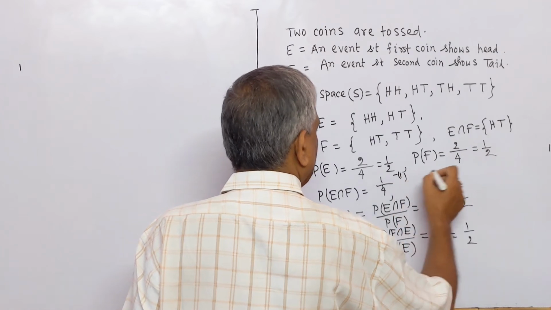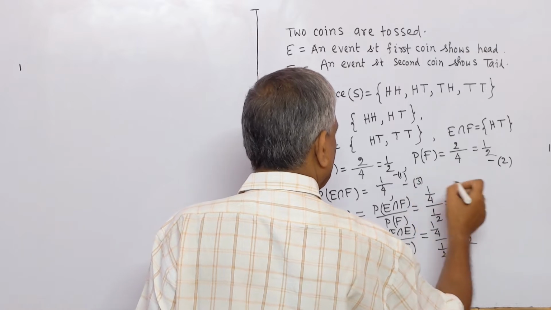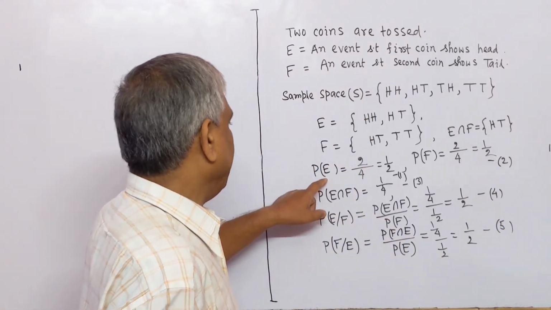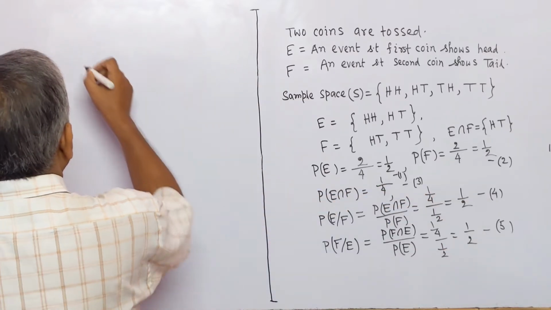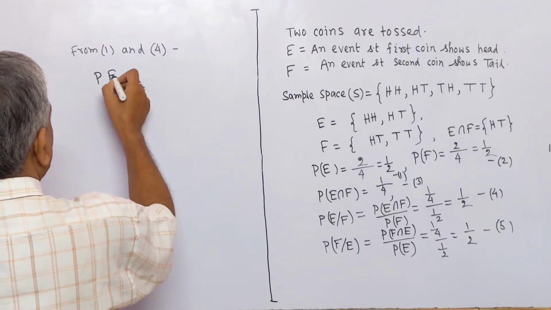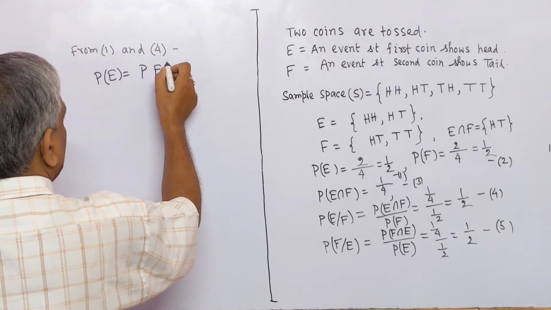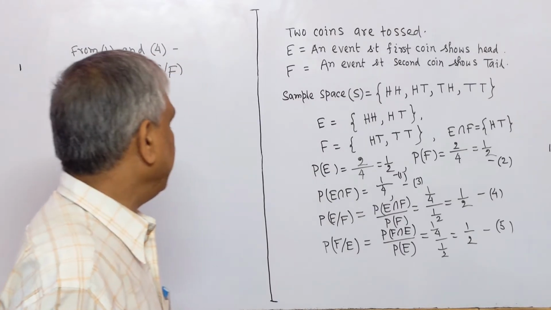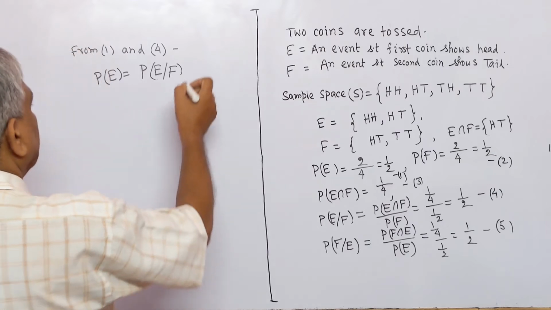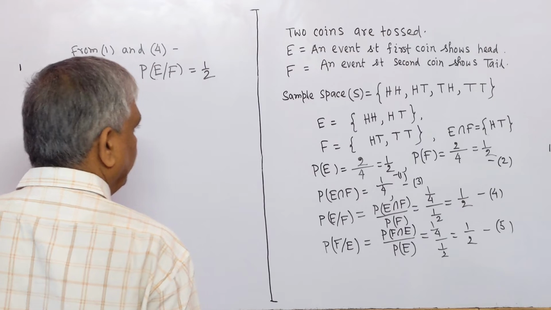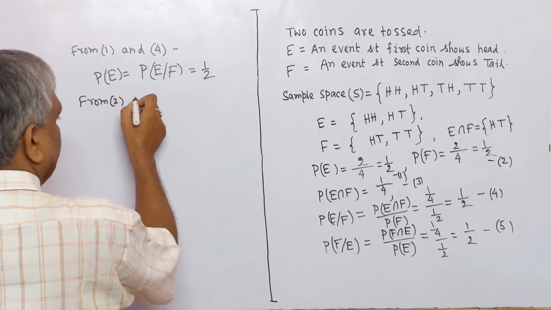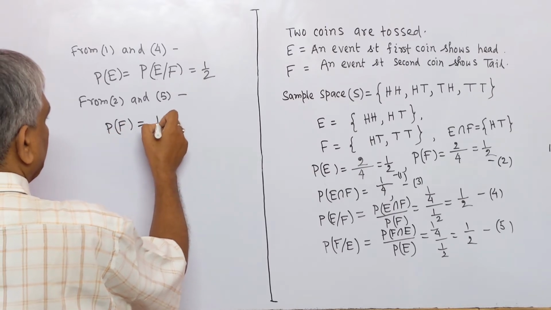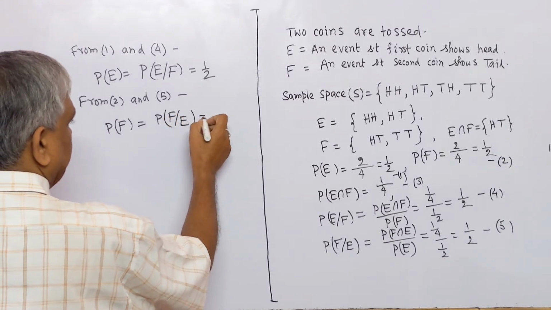This is number 1. This is number 2. This is number 3. This is number 4, and this is number 5. From 1 and 4 we get P(E) equal to P(E/F), means conditional probability of E when the event F has already occurred, and both are half. Similarly, from 2 and 5 we get P(F) equal to P(F/E), that is half.